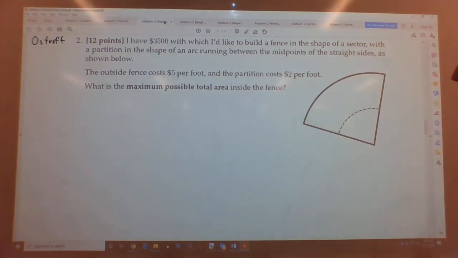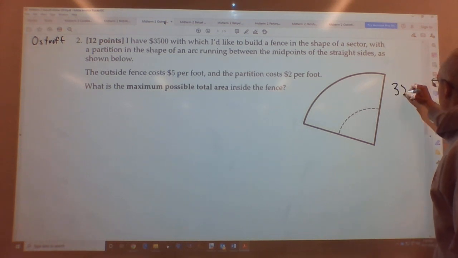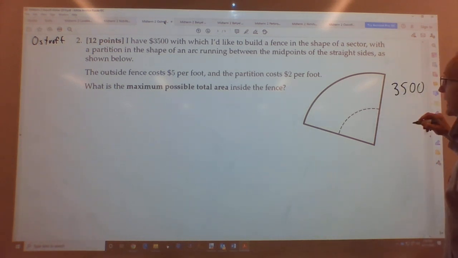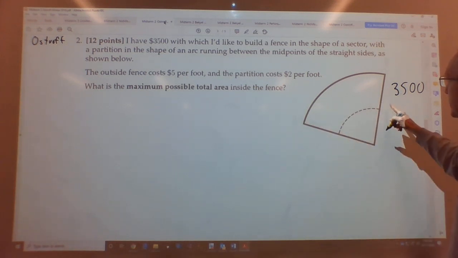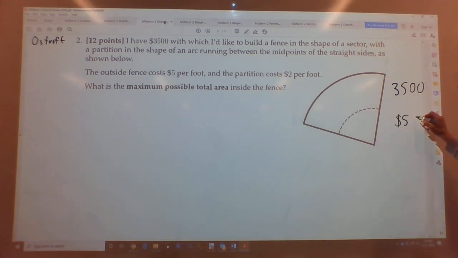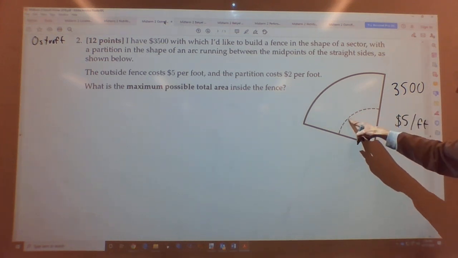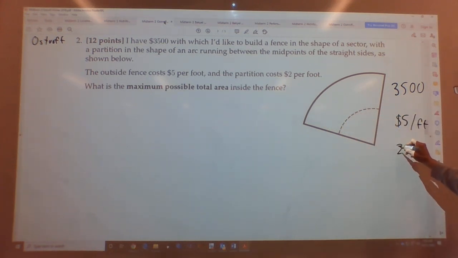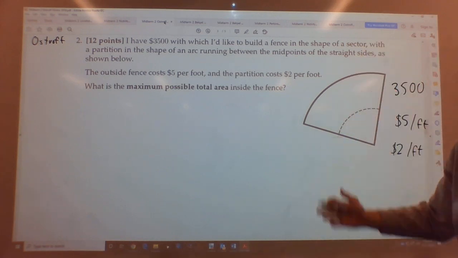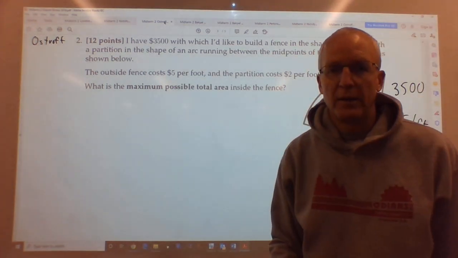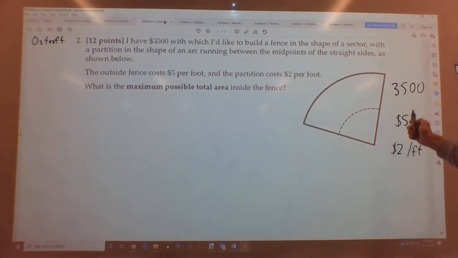So that's what we're doing here. We have this sector, and they say you have $3,500. You want to build a fence, and the outside, the dark one, is $5 per foot. Okay, I'm going to write this stuff down because I'm going to turn this off. So $5 per foot. And then this dashed one is only $2 per foot because it's dashed, so it's not a stick, I guess. And we want to know what's the biggest possible area you can make with your $3,500.